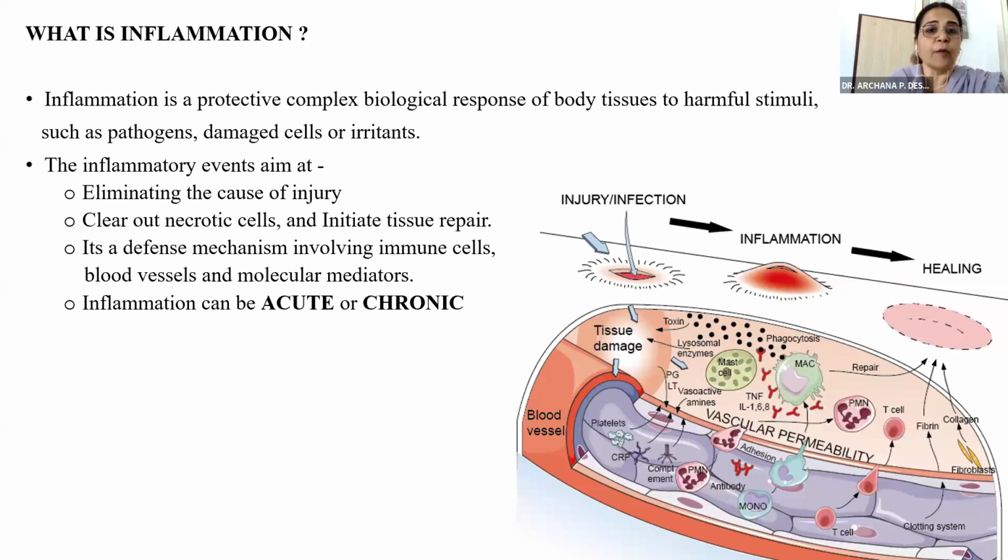So it's a protective, complex biological response by the body tissues to harmful stimuli. The process of inflammation basically aims at eliminating the cause of injury. It can be in the form of an injury that we talked about, or a disease, or some irritant, and the body aims at clearing out the dead cells, the necrotic cells, and repair of the tissues. Inflammation can be either acute or chronic.